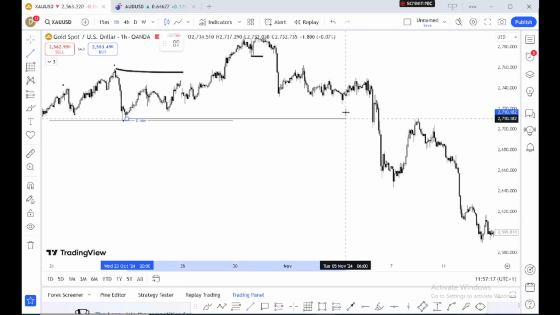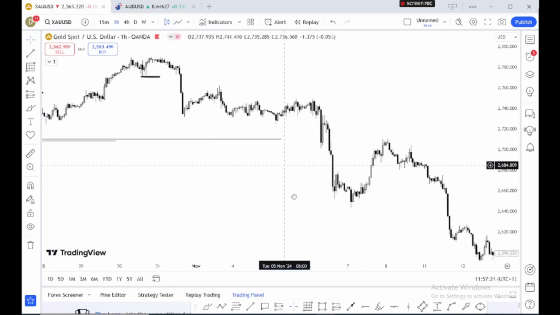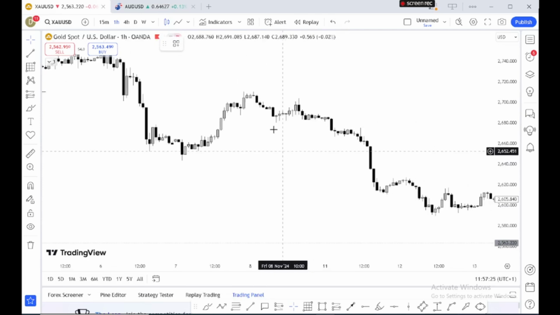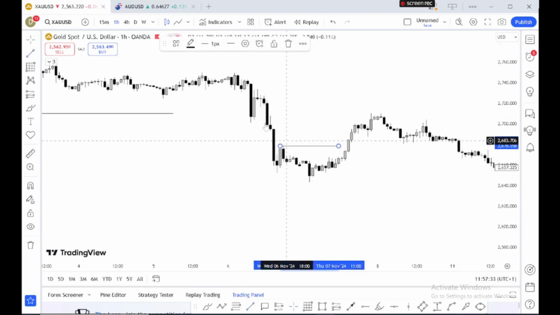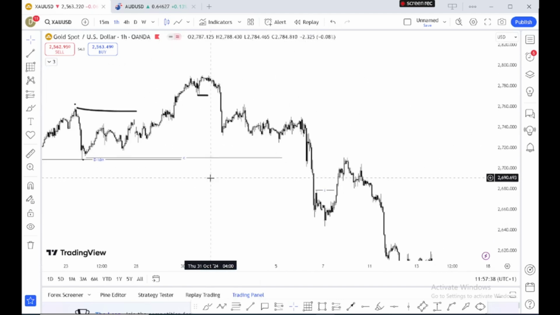So we had a change of character here. So it means that we are ranging from this high to this low. So what are we looking at for after this level? We can find our inducement here, which is this. Then we expect the market to mitigate here.